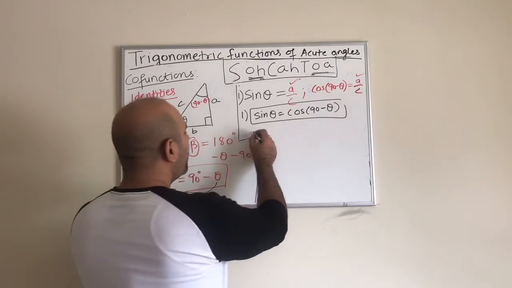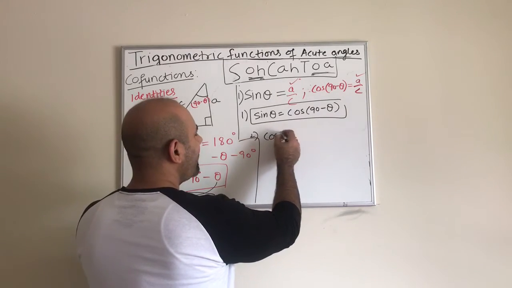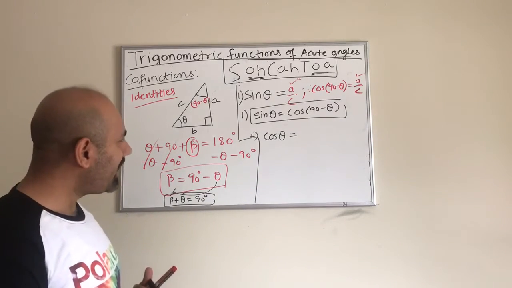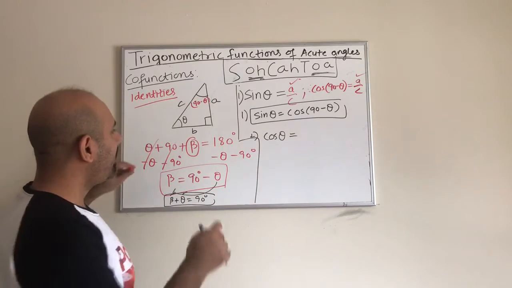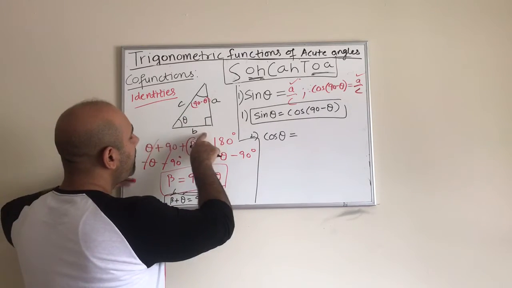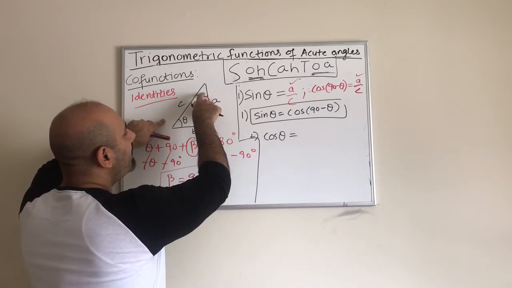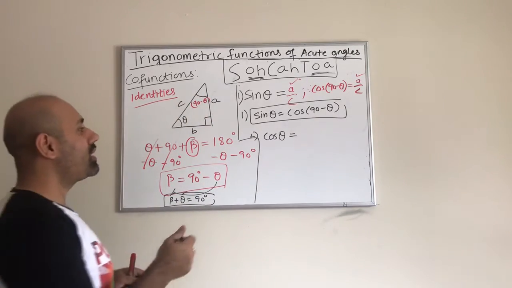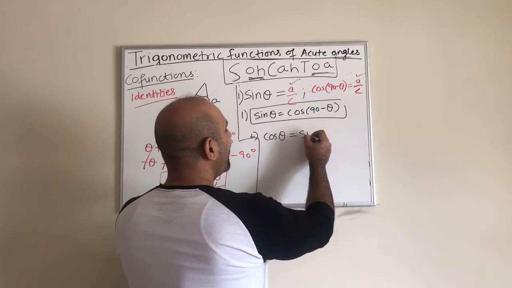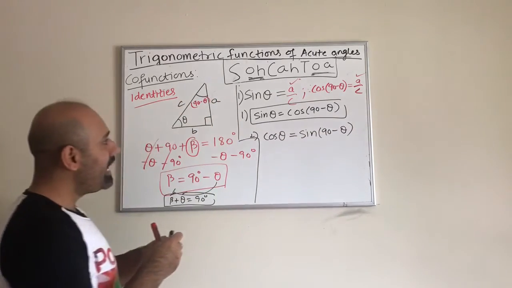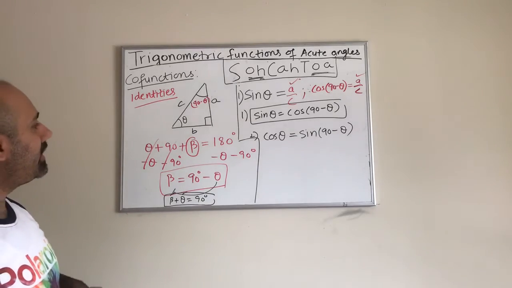Then the second one, let us say if I have the cosine theta, can I see is there a relationship between just cosine theta and sine of some angle? So guys, if I look at the cosine theta, it is going to be B over C. Similarly, if I do the sine of 90 minus theta, it is also going to be B over C. So what does that mean? That means cosine theta is equal to sine of 90 minus theta. So that's how they are related. They are co-function identities, right?